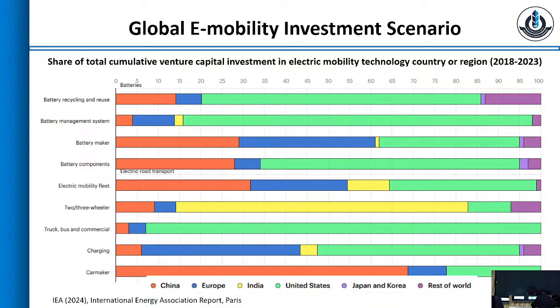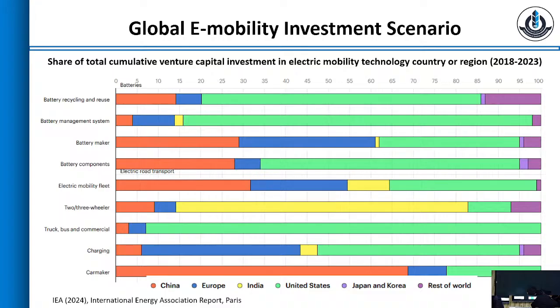All right, and if you look at truck, bus, and commercial, so large heavy vehicles, India is not investing yet. Recycling as well, India is not investing. Battery management system, there is small investment. Battery manufacturing, small investment. Battery component manufacturing, not yet. Still, we are dependent on importing these components and then using them to manufacture, but this is still a very small component. What we are mostly doing is importing those batteries and then implementing them for applications.